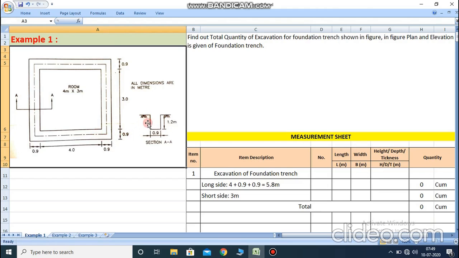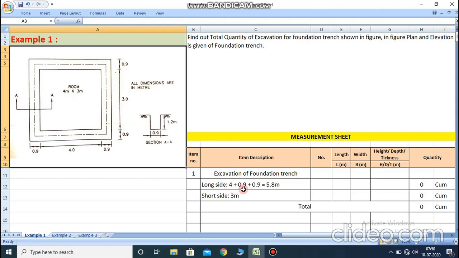See this figure. In the section part, the excavation part is shown. From the ground level, 1.2 meter depth and 0.9 meter width excavation is required. Clear? So first we start how to calculate the excavation quantity for a foundation trench by the long wall short wall method. First we select a long wall. Here 4 meter shows the long part. So here we write 4 meter.